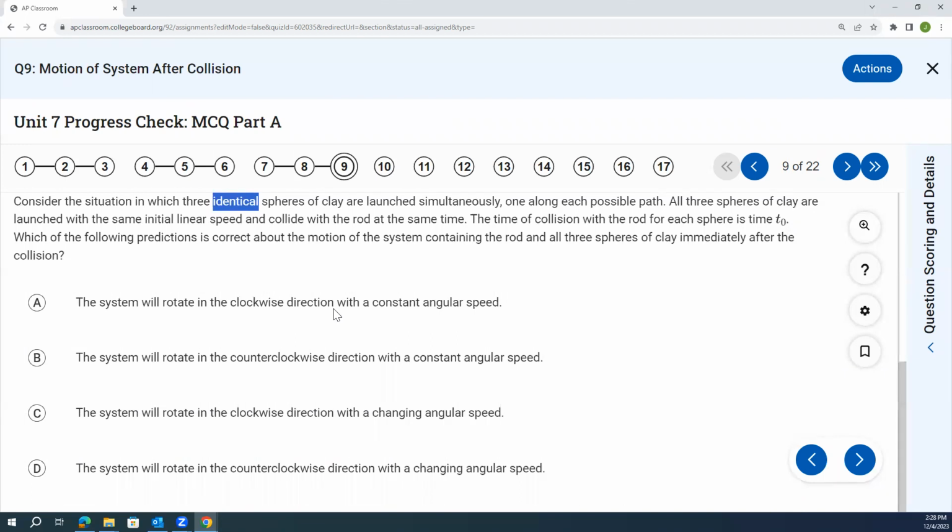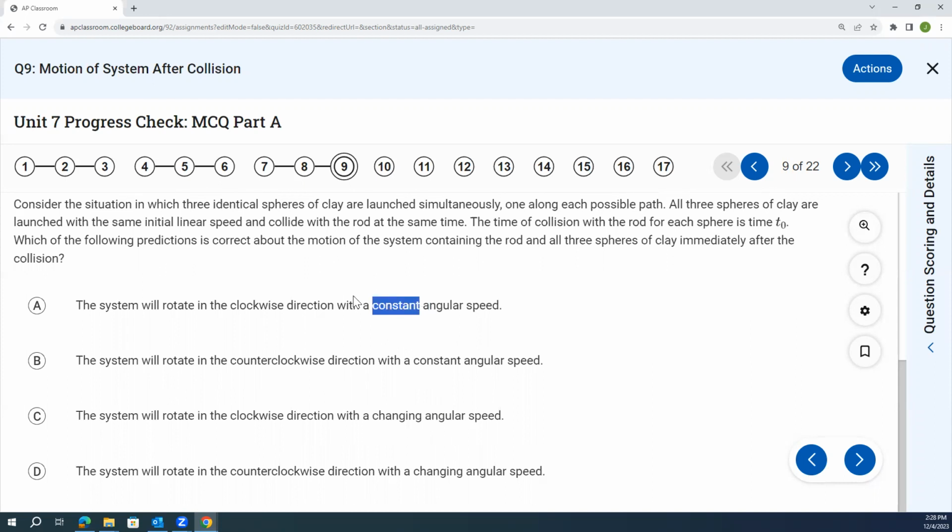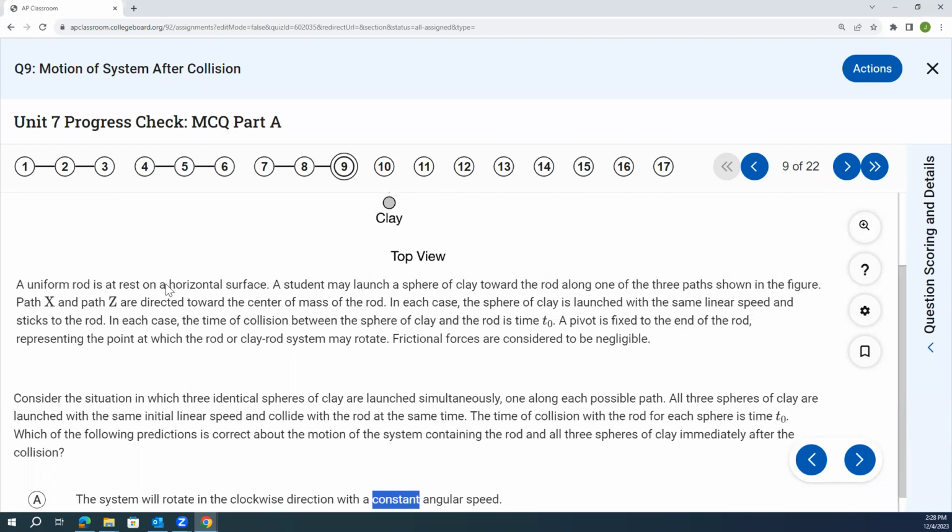A, I think. Option A says clockwise. Oh, you know what? Option C also says clockwise. Which one is true? Constant angular speed or changing angular speed? What do you guys think? Constant. Yeah, right. Because of a couple of reasons together. Horizontal surface means you don't have to think about gravity. Ignore that. And also, there's no frictional loss.